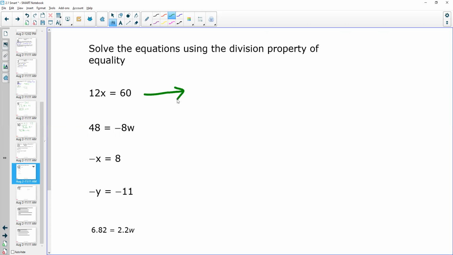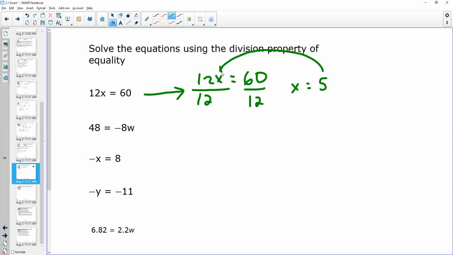This is a multiplication problem. 12 times x equals 60. The way I solve a multiplication is with the opposite operation. I'm going to divide both sides by 12. X is going to turn out to be 5. And then remember, if you want to go check, you can. 12 times 5 does equal 60. Okay? Same thing here. Divide both sides by -8.